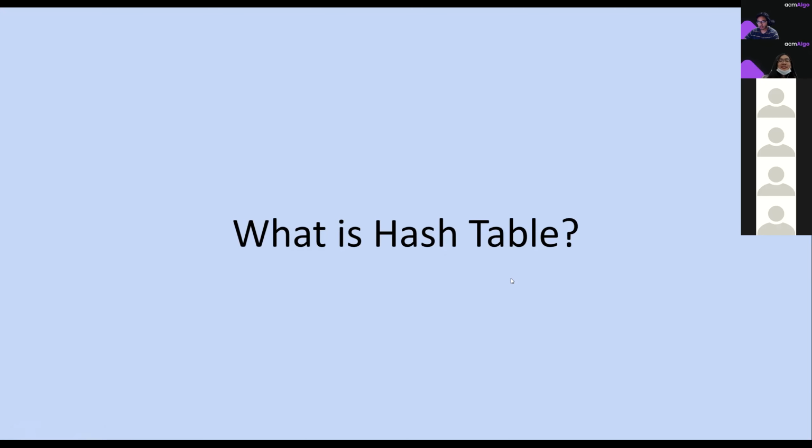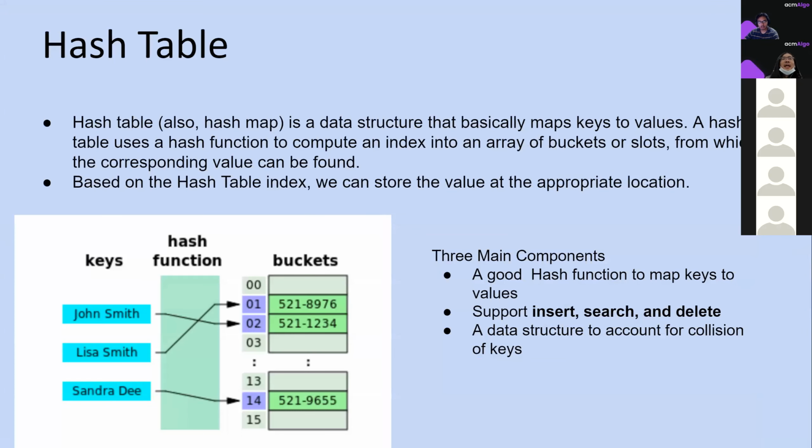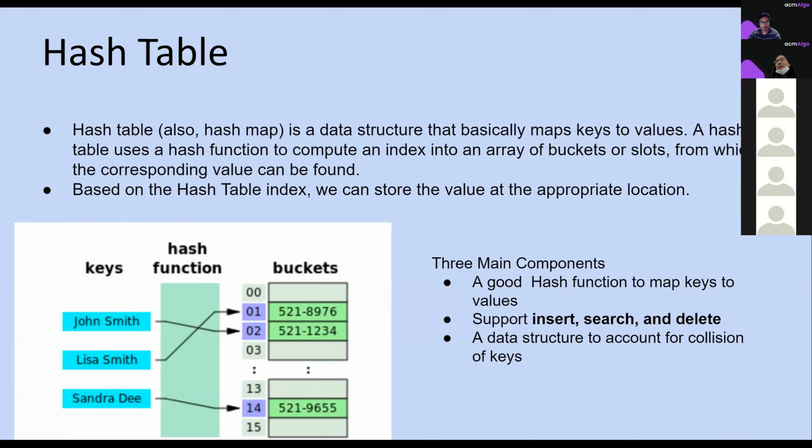Okay, I think we're just going to jump into the definition of a hash table. So hash table, also hash map. Some of you asked before why the name is different, but I think they're pretty much the same. It's a data structure that basically maps keys to values, and a hash table uses a hash function, which we're going to mention later, to compute an index into an array of buckets or slots from which the corresponding values can be found. Based on the index that we create from the hash function, we can store the value at an average location.